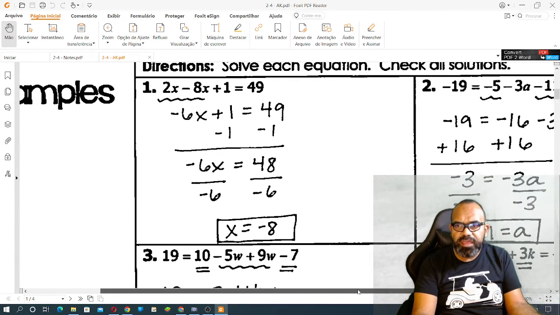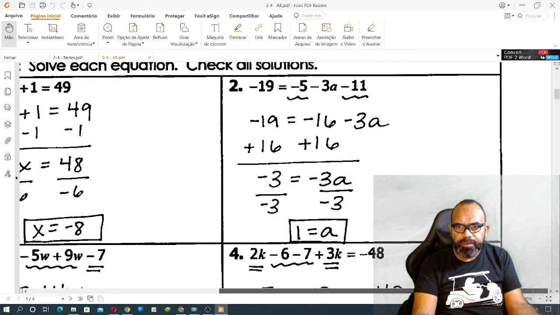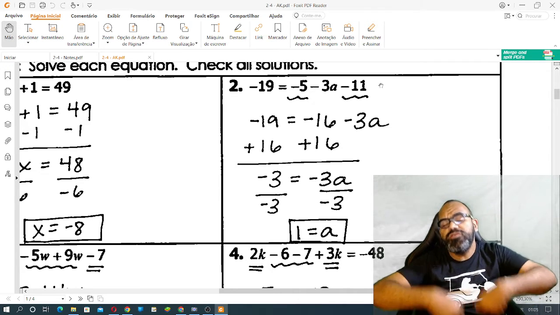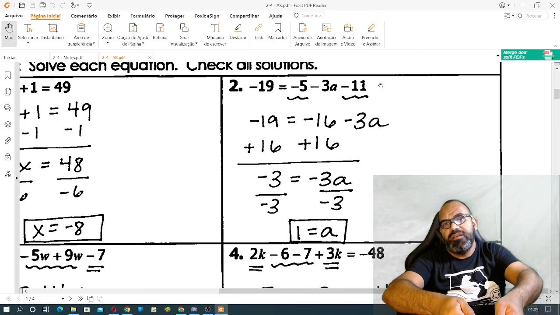Let's solve this one here, number 2. Great. Step number 1, combine like terms. We have like terms here. Oh, we do. Negative 5 and negative 11. Let's combine them. Negative 5 plus negative 11. Okay, I borrow from you 5 and I borrow from you 11. How many do you need to give me back?